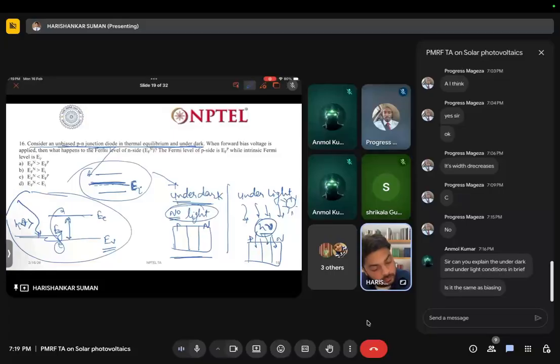Now, when forward bias voltage is applied, what will happen to the Fermi level on the n side? The Fermi level of the p side is this, and the n side also. So forward bias, you have to apply. Consider you have a p-n junction, p and n, and you have applied positive to p and negative to n.